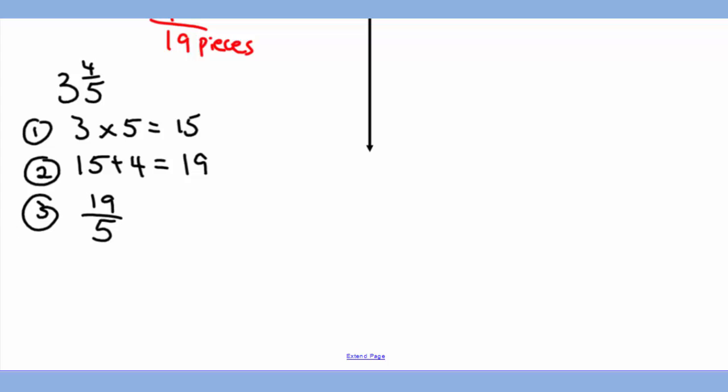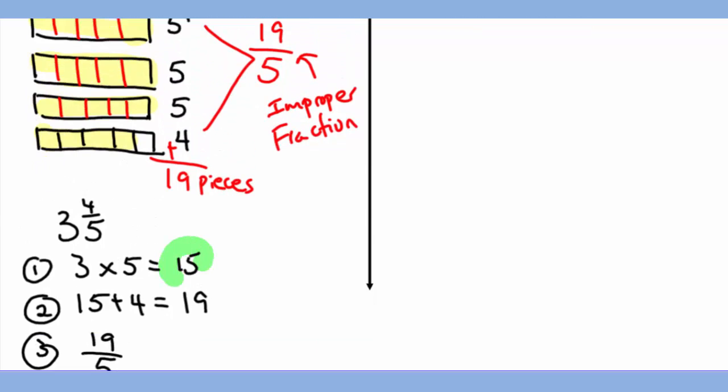So how does that connect to the top? In here, the 15 is basically the 3 whole pieces, which you get by multiplying. And since the 4 is right here from the fraction, you add it back to get 19. And then you write it as a fraction over the denominator.